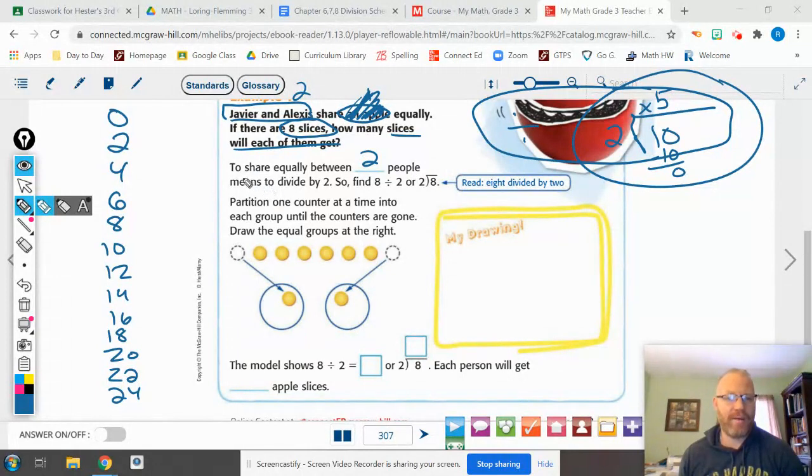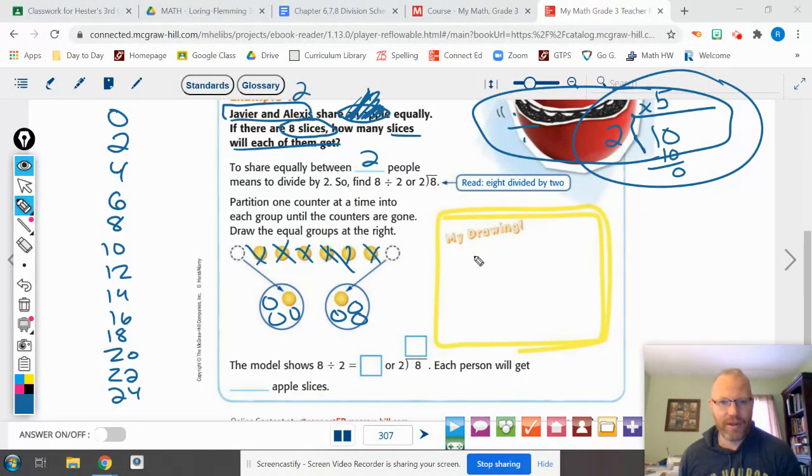People means, by 2 people means to divide by 2. So we're dividing by the people. So find 8 divided by 2, or 2 into 8. So 8 divided by 2. Partition one counter at a time into each group until the counters are gone. Draw equal groups. So we have 1, 2, 3, 4, 5, 6, 7, 8. So now all of our counters are used.